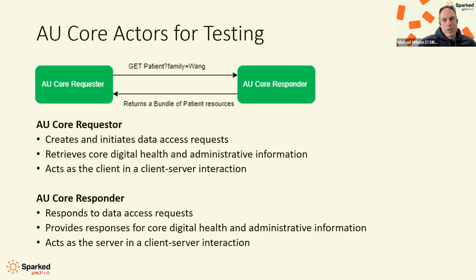The types of testing we're looking at doing on the day are either AU Core requester or responder. These are the actors defined in the AU Core IG. AU Core requesters are the client systems, and AU Core responders are the server systems. If you bring along either one of those or both, that's the sort of testing we're targeting on the day, to test the different interactions between requesters and responders using AU Core.